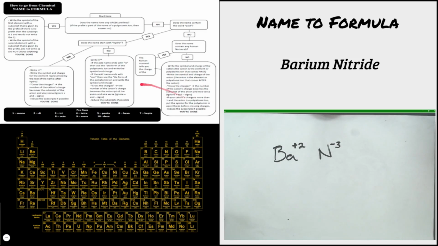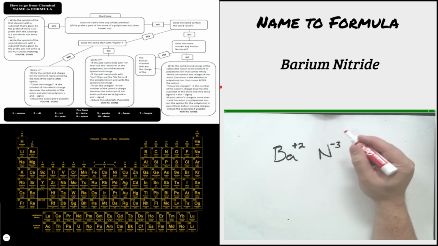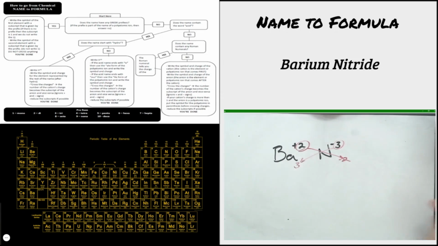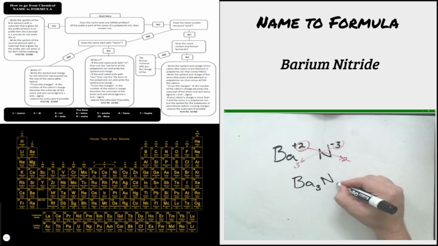So now the next step, it tells me, is to cross the charges, which means the number of the charge of the cation becomes the subscript of the anion and vice versa. Now it's just the number. We're going to ignore the plus or minus when we do this. So I'm going to take this 3 and bring it down here. And I'm going to take this 2 and bring it down here. And so now I have Ba3N2. So I have crossed the charges. That's what I mean from now on when I say cross the charges. If your cation's charge is more than 1 and the anion is a polyatomic ion, well, that's not the case here, so we'll come back to that.